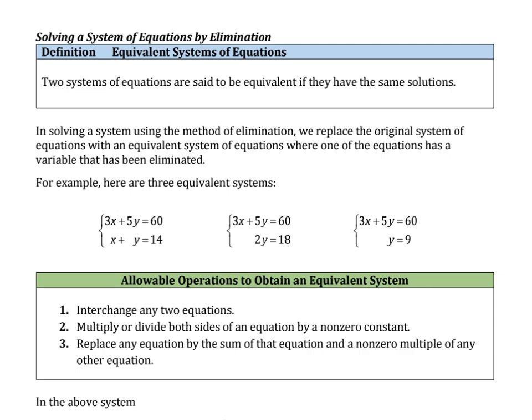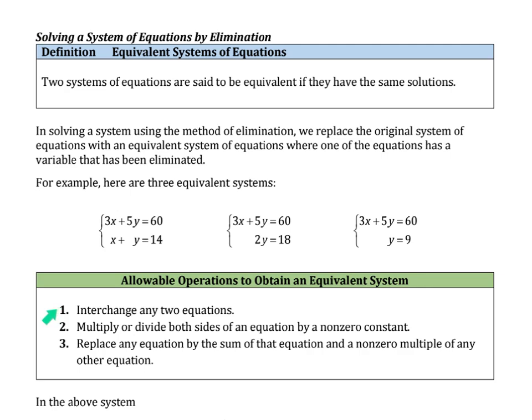Now it might be easy to tell what happened between our second system and our third system. We divided both sides by 2 to obtain y equals 9. But how did we get from here to here? There are multiple ways that we can obtain equivalent systems.